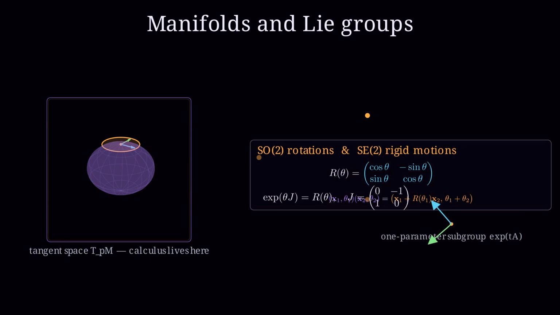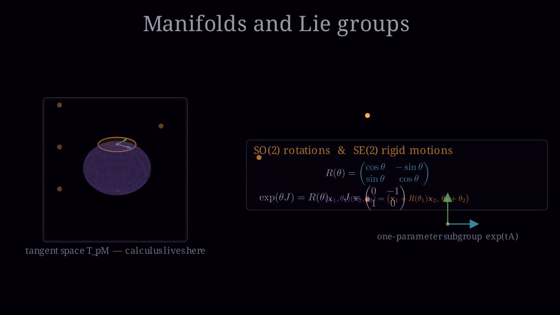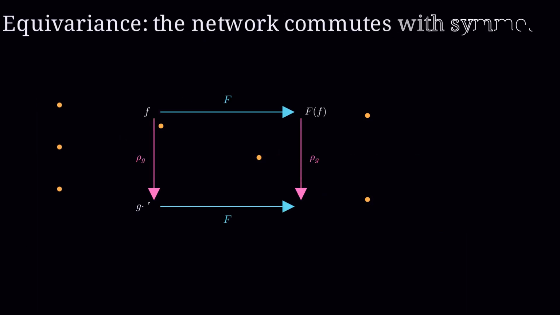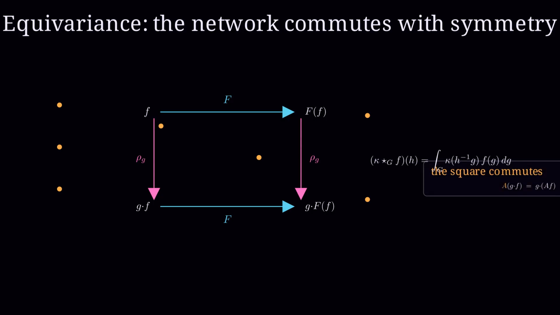A good network commutes with symmetry. Rotate, then process, equals process, then rotate. On the plane, this forces a circular kernel. Lift to rigid motions, and the kernel roams free.